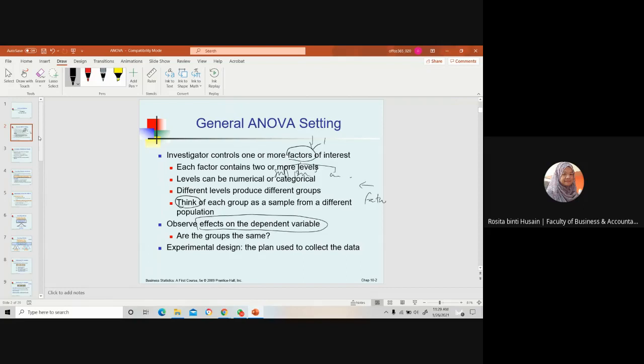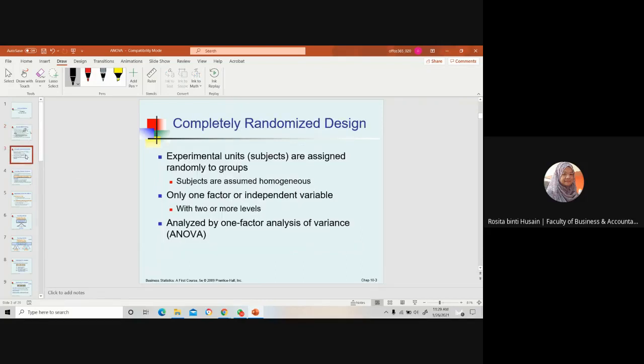Experimental design, one example untuk ANOVA. ANOVA kita selalu pakai untuk experimental design. The plan used to collect the data. Completely randomized design. ANOVA ni dia under randomized design. Experimental unit are assigned randomly to group. Setiap group kita ambil secara random. And the subject are assumed homogeneous, maksudnya sama.